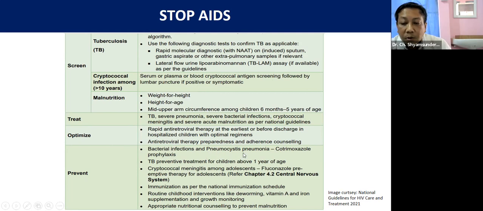Bacterial infections and pneumocystis pneumonia: cotrimoxazole prophylaxis for the prevention. TB preventive treatment for children above 1 year of age. Cryptococcal meningitis among adolescents: fluconazole preemptive therapy for adolescents. This is available in the NACO guidelines. The appropriate nutritional counseling to prevent malnutrition, along with proper vaccinations.